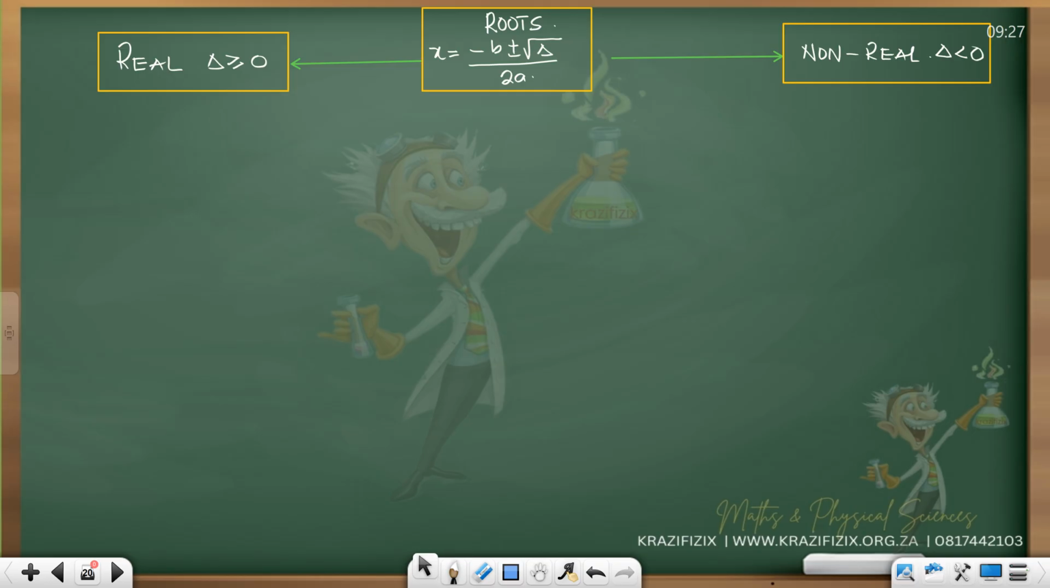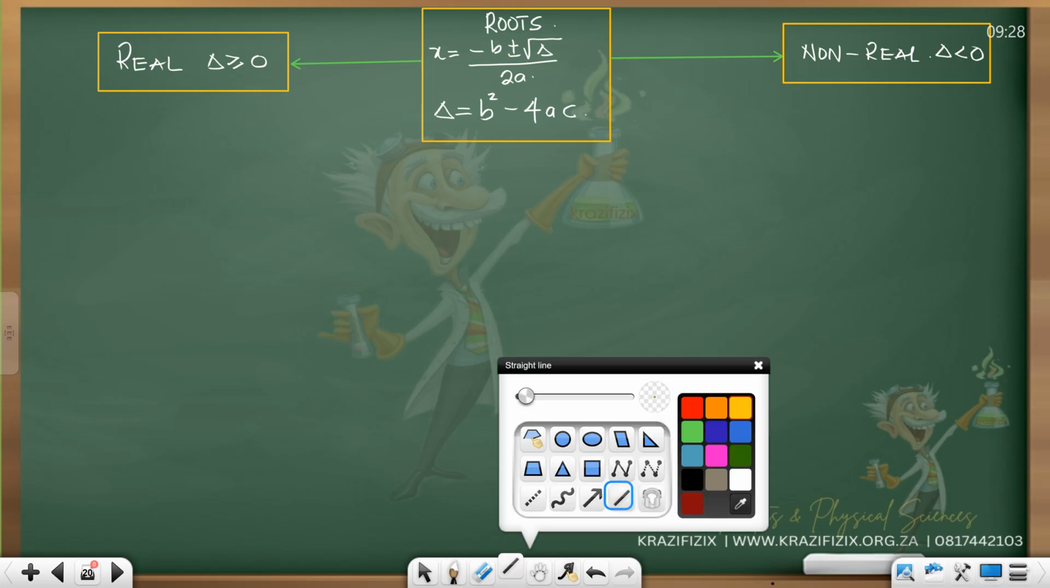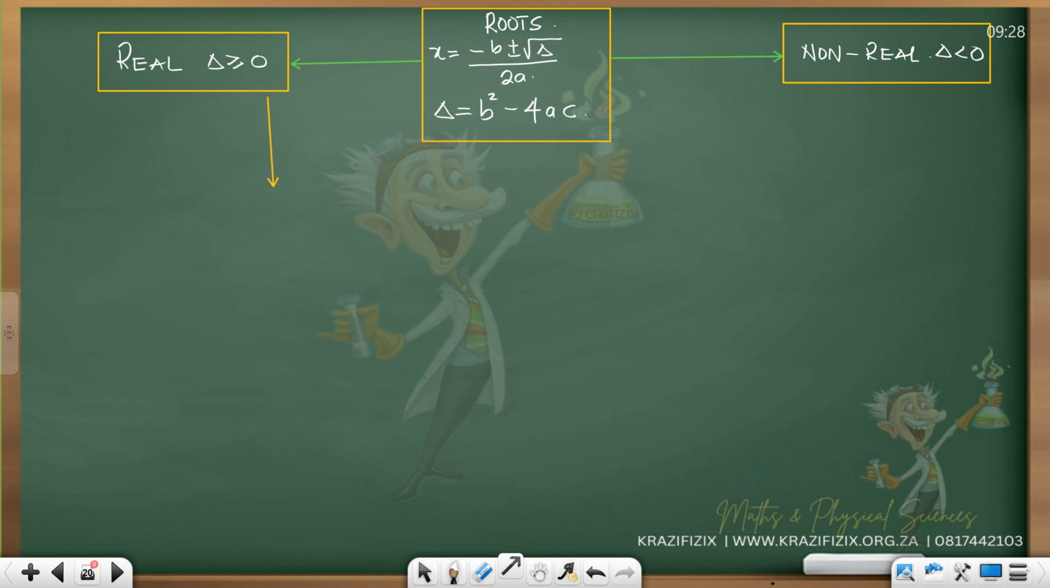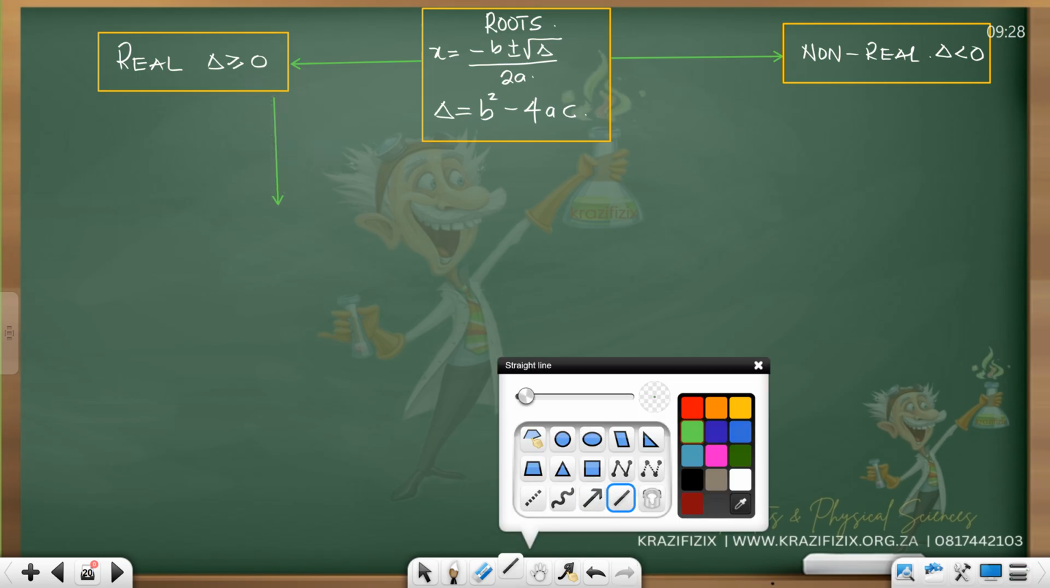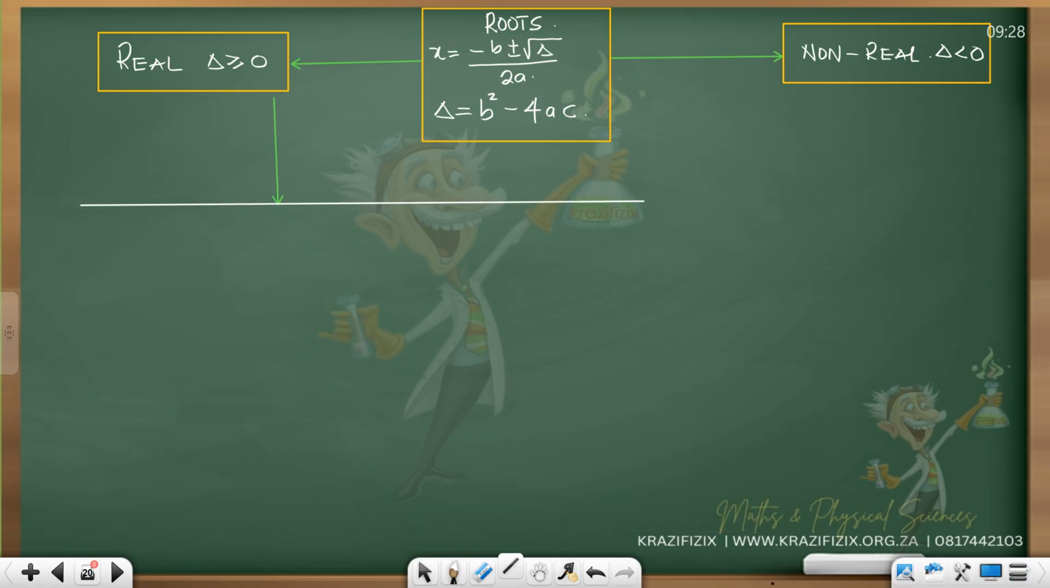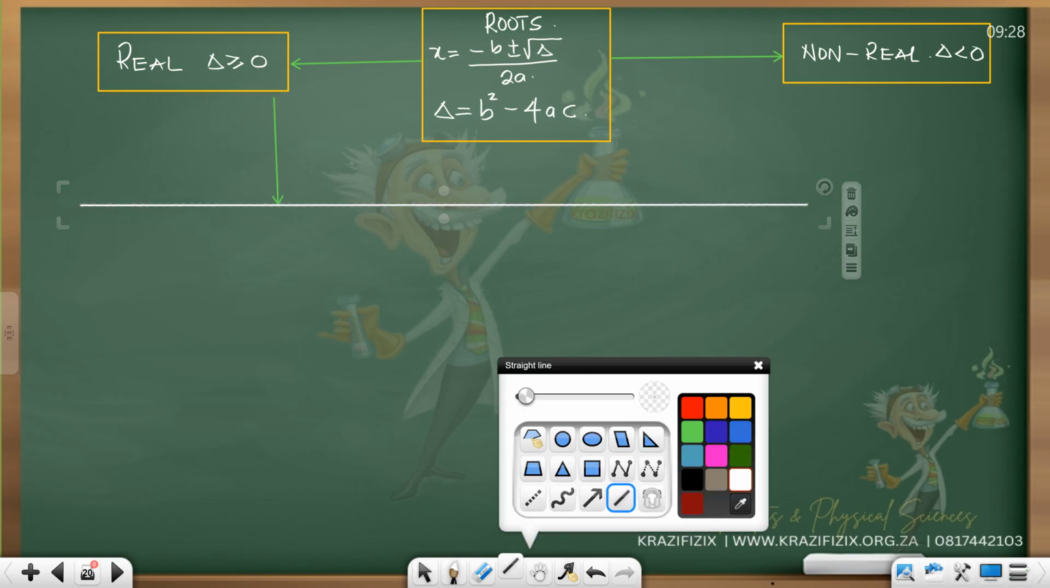By the way, let me add something to this. I want this graph to have everything that we've discussed. What is my discriminant? b squared minus 4ac. Now, when we look at real roots, let's use a green one for my arrows. Real roots can be divided into so many. We have 5 that I want to quickly draw for you.